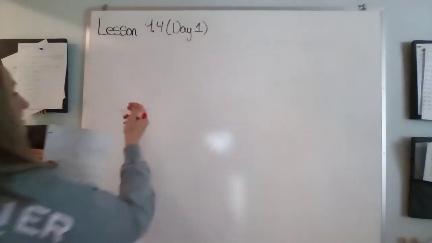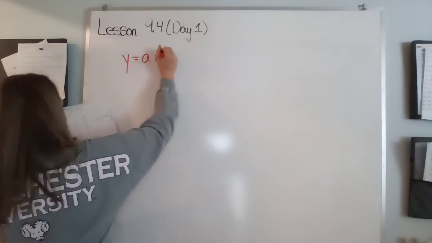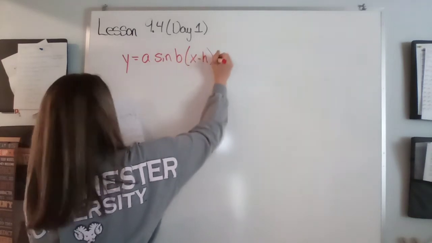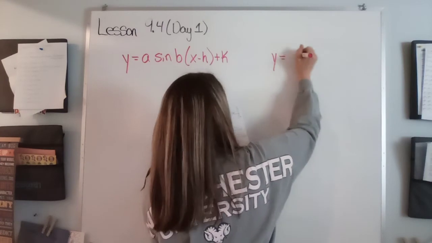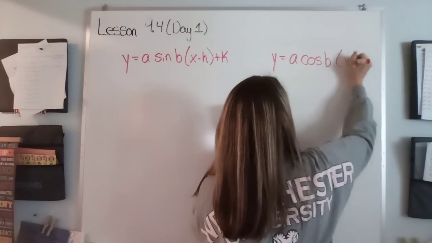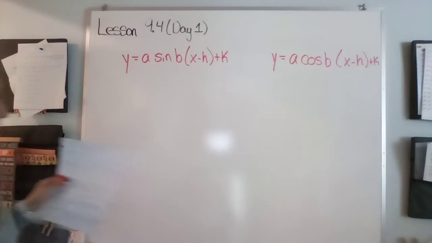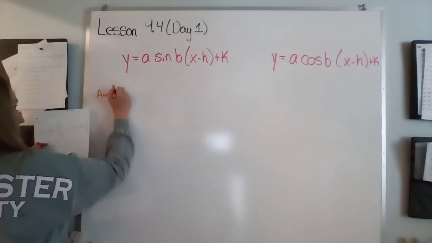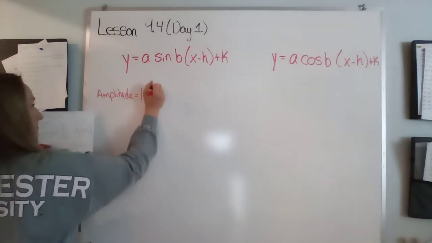So today we're going to investigate y equals a sine b times (x minus h) plus k, and y equals a cosine b times (x minus h) plus k. Okay. Now the amplitude is equal to the absolute value of a.